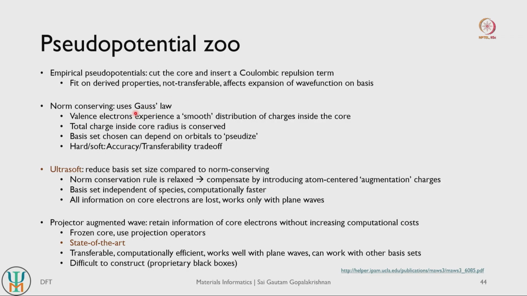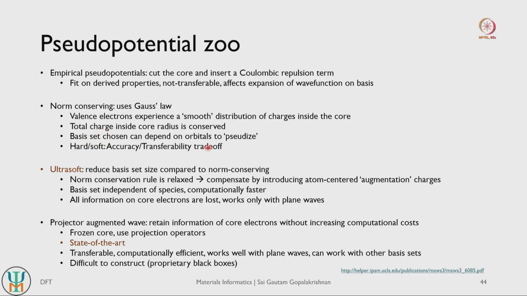So it basically uses that principle. What it does is valence electrons experience some kind of a smooth distribution of charges inside the core. Normally you would have a wild oscillation of charges within the core depending on where the core electrons are localizing. So you remove all those oscillations and replace that with a smooth function here. Of course, you conserve the total amount of charge inside the core radius.